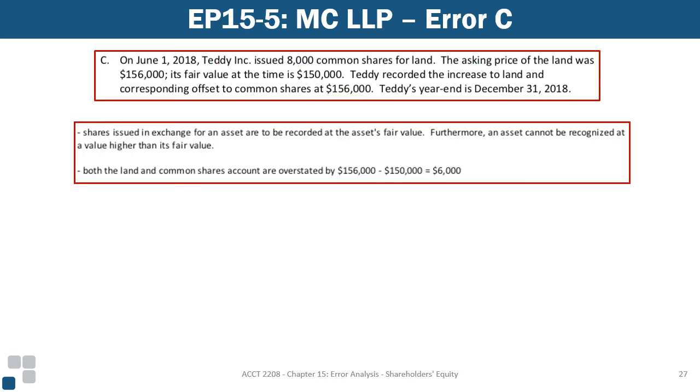Shares in exchange for an asset are to be recorded at the asset's fair value, right? And an asset cannot be recognized at a value higher than its fair value. So just because the asking price of the land is $156,000, that's actually completely meaningless. The fair value is the number that's used. So instead of using 156, they should use 150,000. So as a result, the land and the common shares account are both overstated by that $6,000 difference. Right? So the company is going to have to fix it.